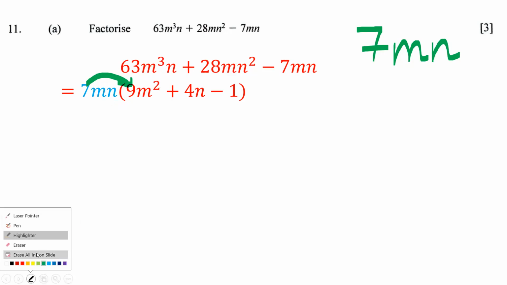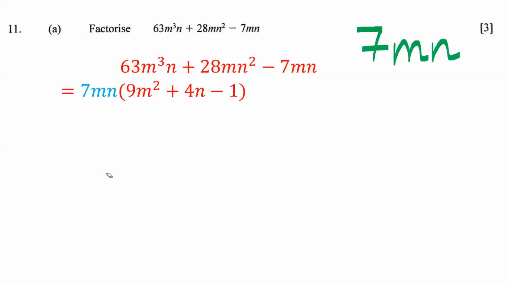Now let's go on to the next term. So we have 7 multiplied by 4, that's going to give us 28. We put m there because m is right here. And this is n squared, so we have to put n here because n times n is going to be n squared. And then for the last one, we need to multiply 7mn times 1 to get 7mn. And so this is how we factorize this particular expression.